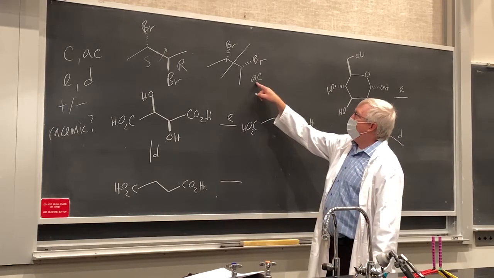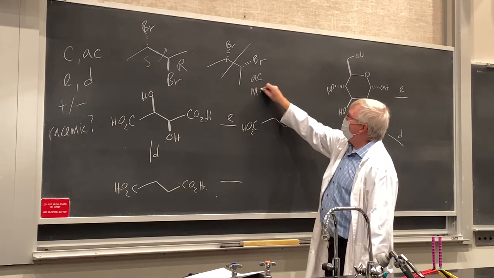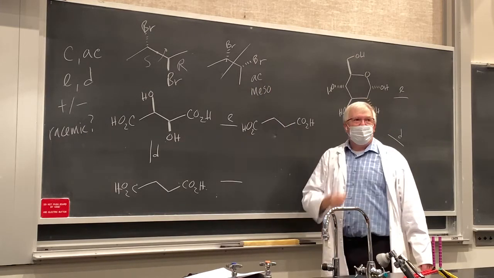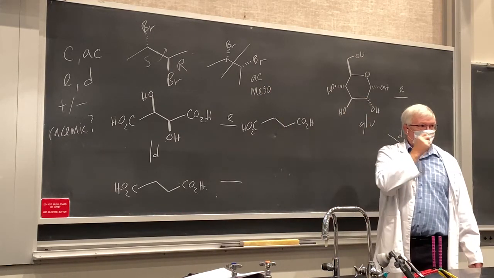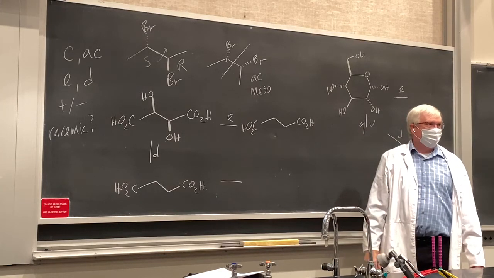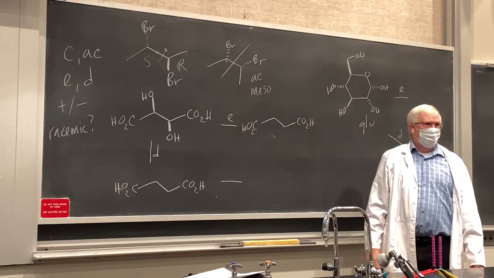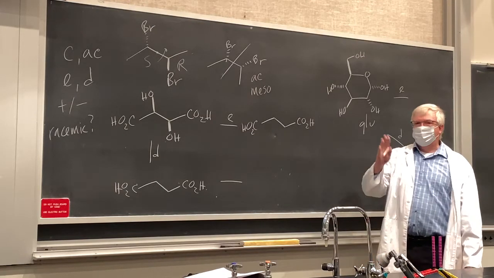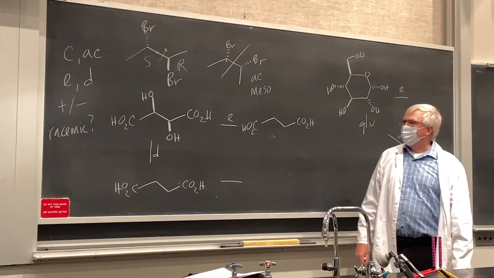But what do we call this? It has stereocenters, so we call it meso. Mesomeric, okay? It is symmetric. It has a mirror plane symmetry or center of symmetry. It makes it achiral. Will not reflect or rotate plane polarized light at all.